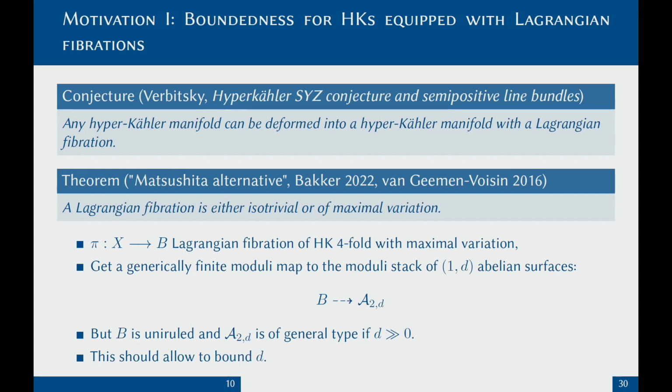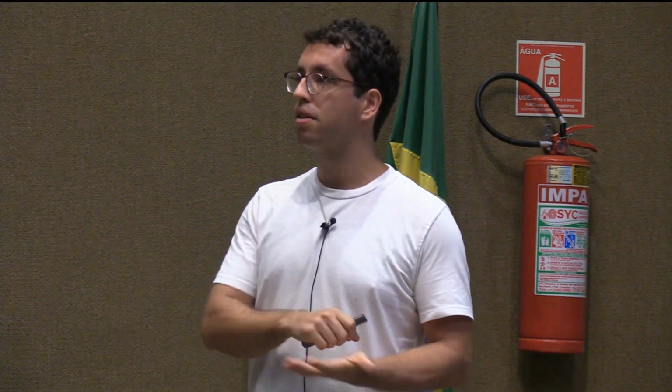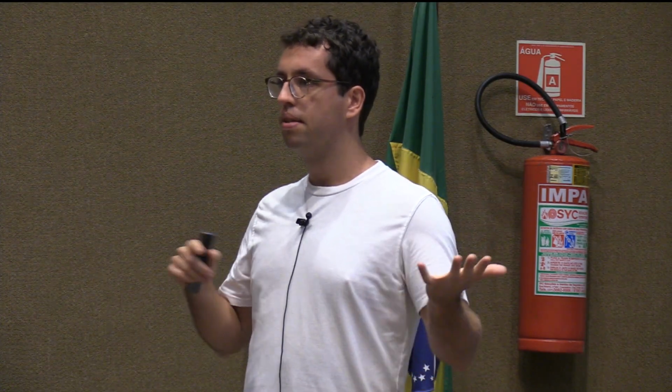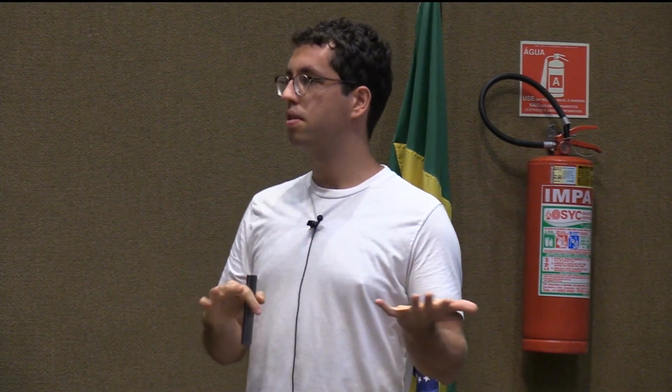And there's another theorem, which is sometimes called the Matsushita alternative, which was proved in full generality recently, building on work by Ben Bakker, building on work of van Geemen and Voisin. And this Matsushita alternative says if you look at how the fibers of a Lagrangian fibration vary in moduli, you have this n-dimensional base, and they either don't vary at all, so the fibration is isotrivial, or they vary maximally in moduli. So the moduli map is generically finite. You're not fibered by curves where the fiber is constant in moduli, for instance.